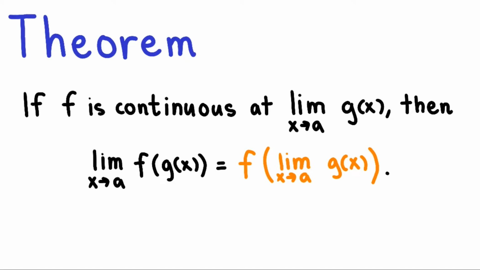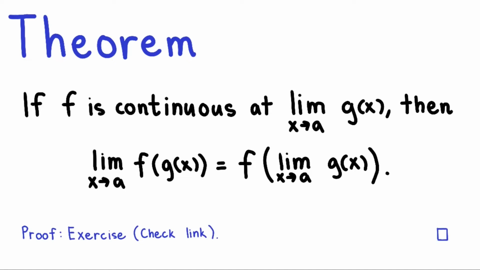So basically, what this tells us is that given continuity of f, we can move the f here outside of the limit. So you'll see how useful this is later on. For the proof, I'll leave this as an exercise, so you may check the link down below in the description, as the proof uses the formal definition of limits and continuity, and we haven't really discussed the formal definition of continuity. So you may check that one out if you're interested.